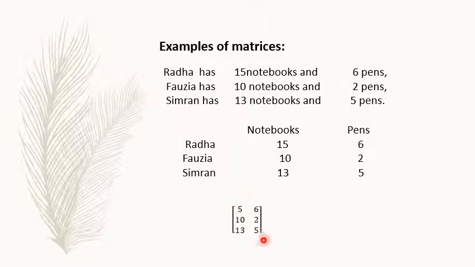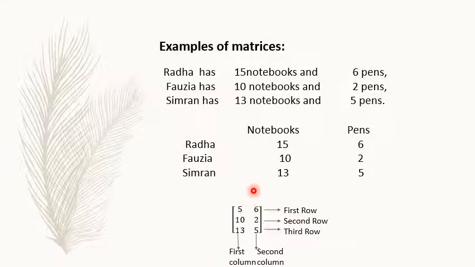The matrix will be like this. Here, this is the first row, consisting of the numbers 15, 6. This is the second row, consisting of the numbers 10, 2. This is the third row, consisting of the numbers 13, 5. So this matrix has two columns. The first column consists of the numbers 15, 10, 13. The second column consists of the numbers 6, 2, 5.